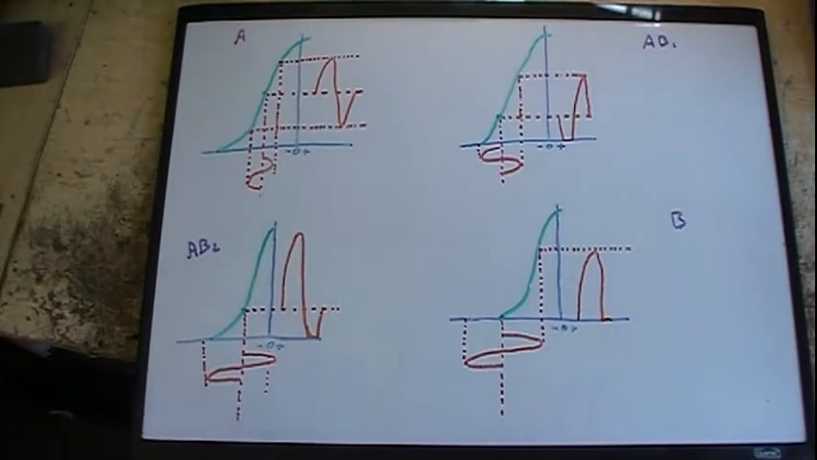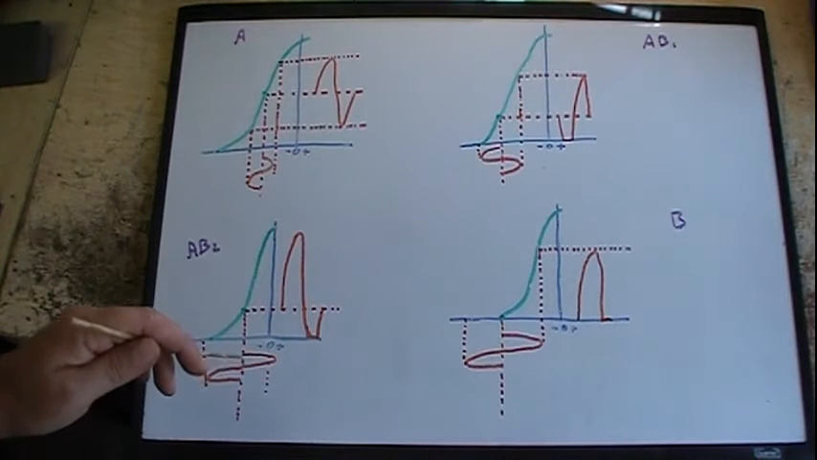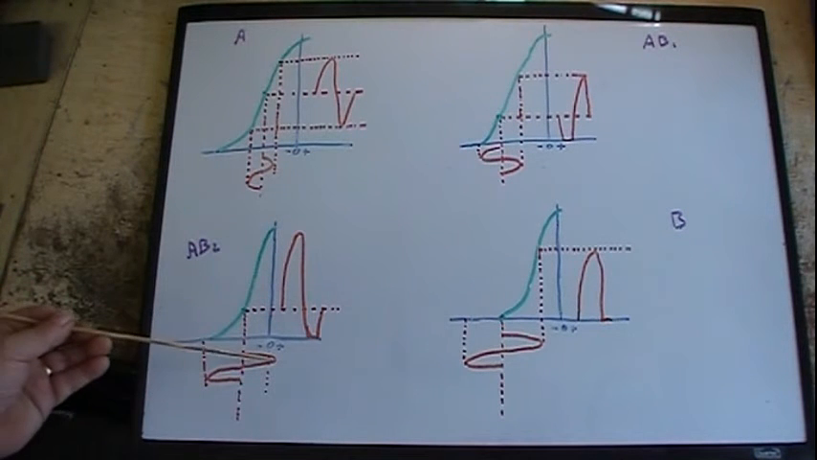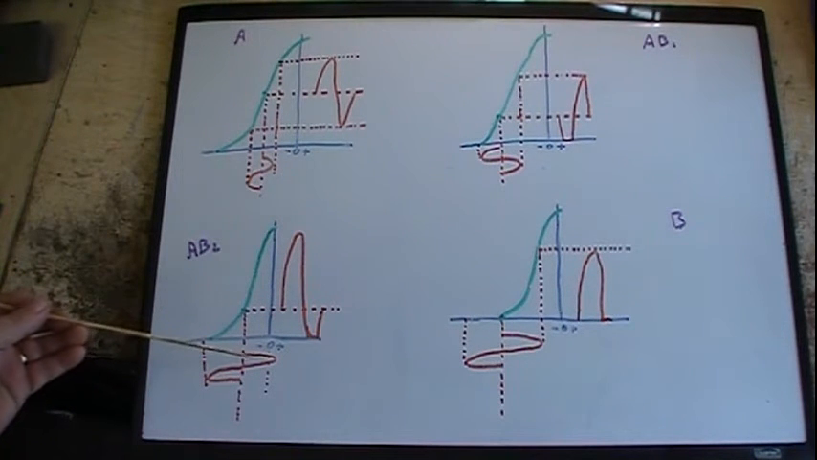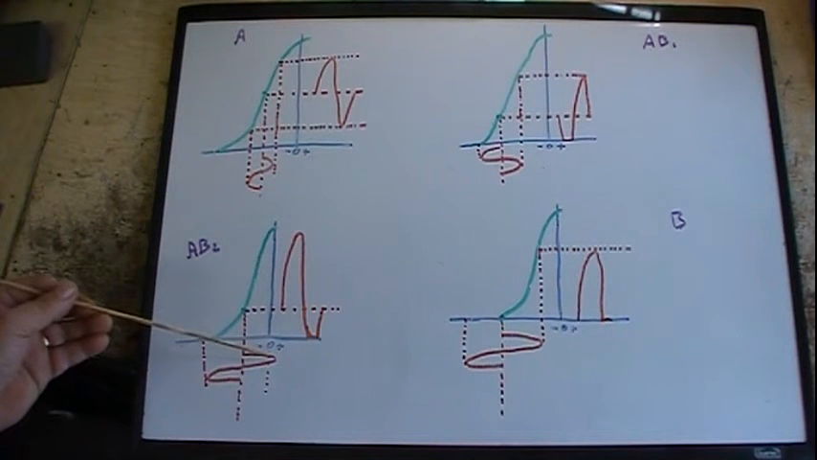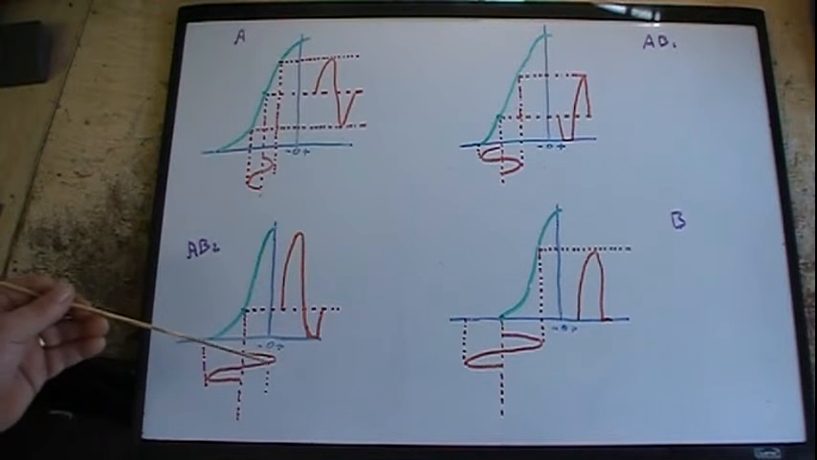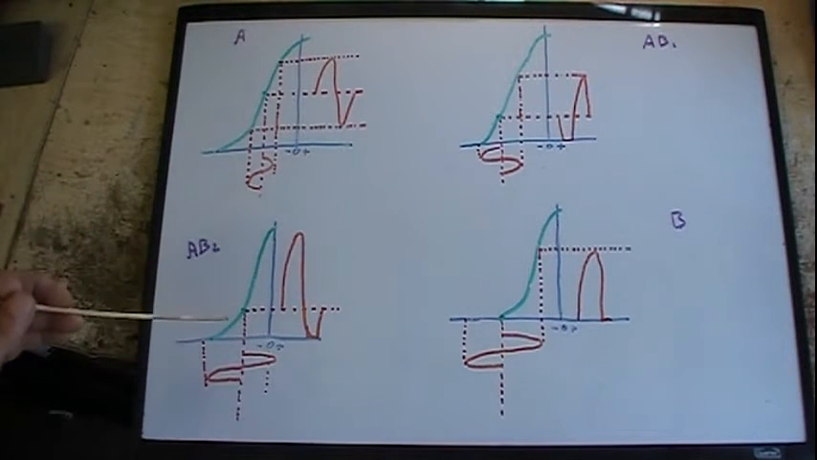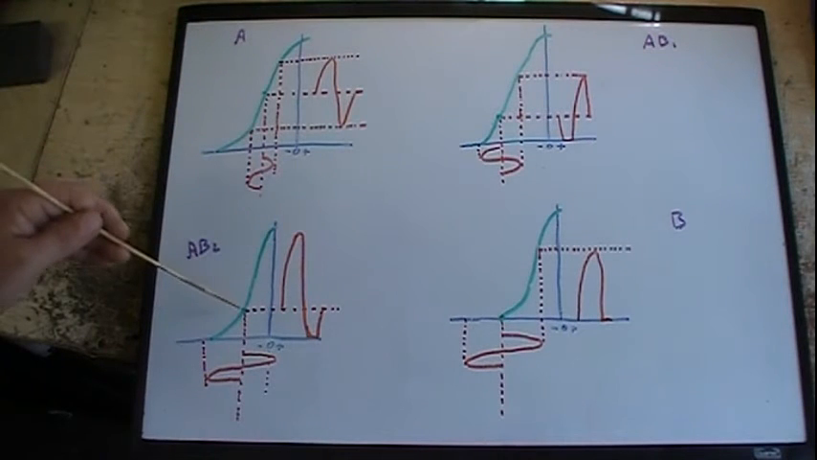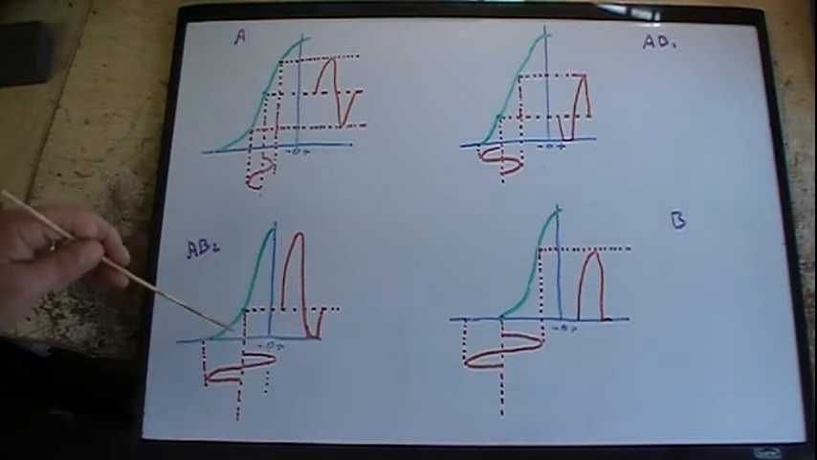The only difference between Class AB1 and Class AB2 is that on AB2 I push at the strongest signal, or when my signal gets strong enough, I push the grid positive. I have some grid current and I allow my grid to go positive. Now that can be accomplished a couple different ways by moving the operating point just right and using the right type of tubes.